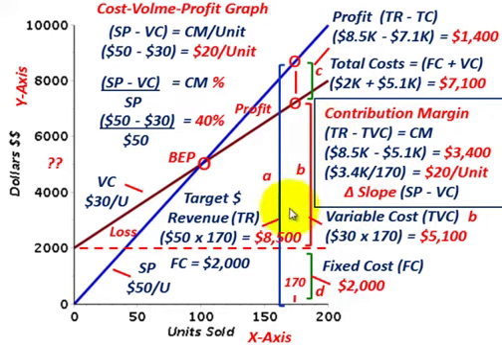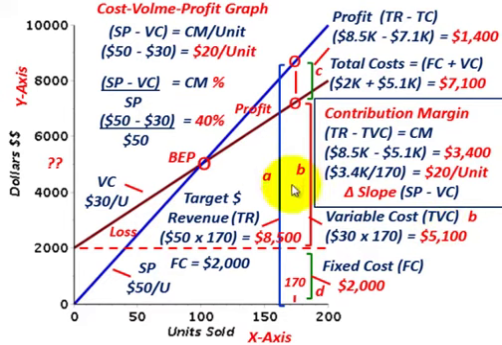This is really the key when we're talking about the contribution margin. So the variable cost, we're looking at, in this case, the total variable cost. That would be the variable cost per unit of $30 times the number of units sold, 170 units. So that total variable cost is $5,100.